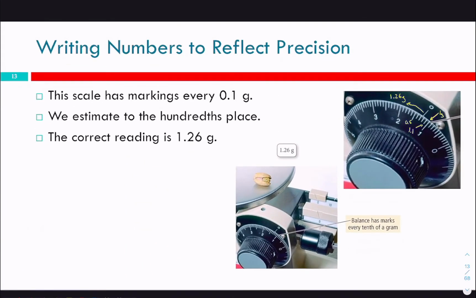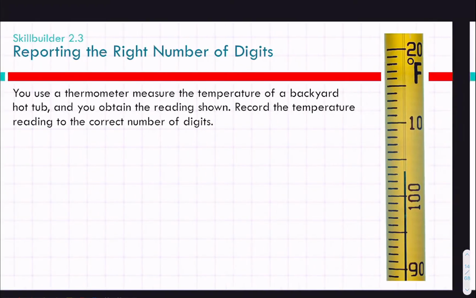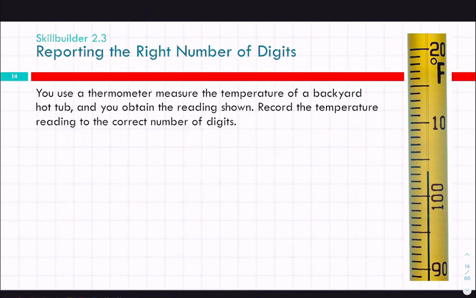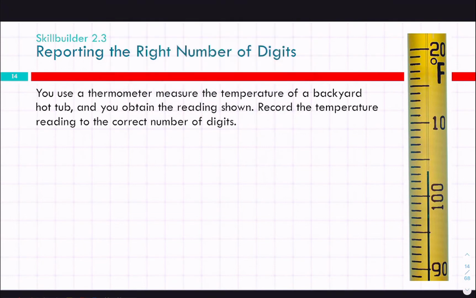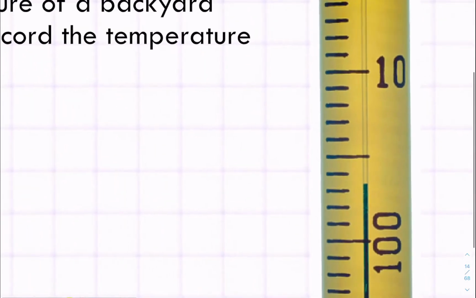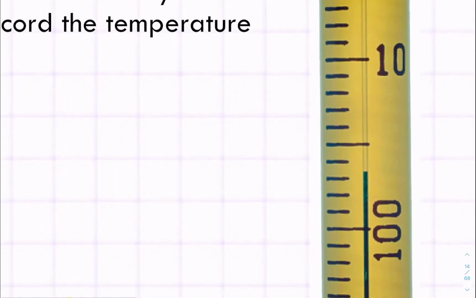So it'll depend on the instrument that you're using. Let me just look a little bit ahead here. You do want to at least draw out an example of something that'll be important for lab. We'll do this one first. If you have a thermometer to measure the temperature of a backyard hot tub, which this thermometer could very easily be reading the temperature outside today, record the temperature reading to the correct number of digits. Let me zoom this in for you. Just to be clear, this is 110 Fahrenheit.